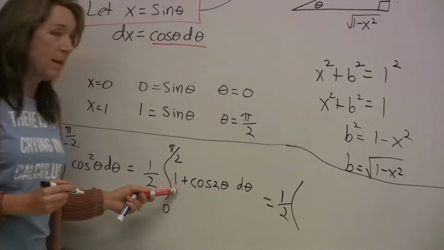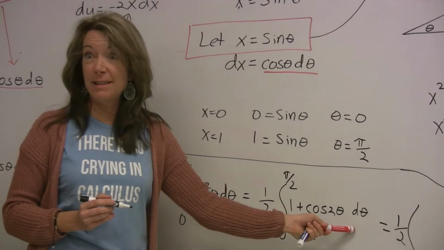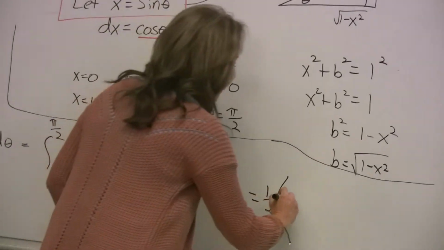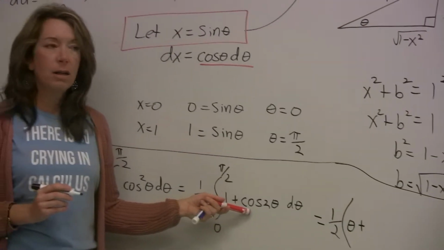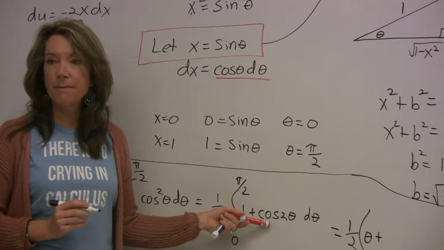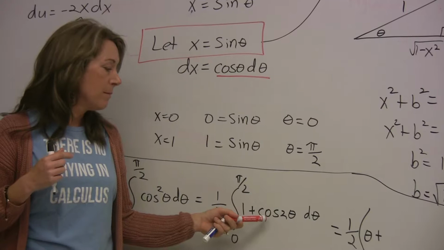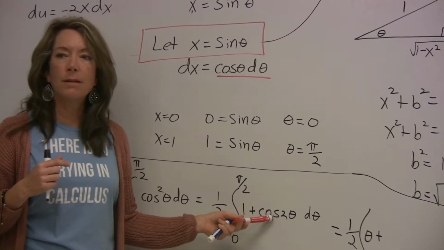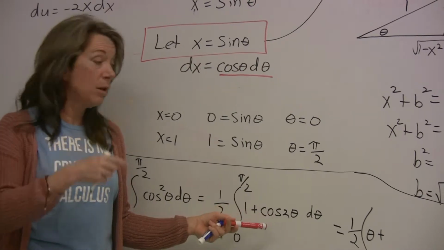What's the integral of 1? Theta, right? Because we're doing d theta. It's not an x this time, so it's a theta. Now be careful here. The integral of cosine 2 theta? Isn't it 2 cosine 2 theta? Not quite. Cosine 2 theta. There's going to be a 1/2.